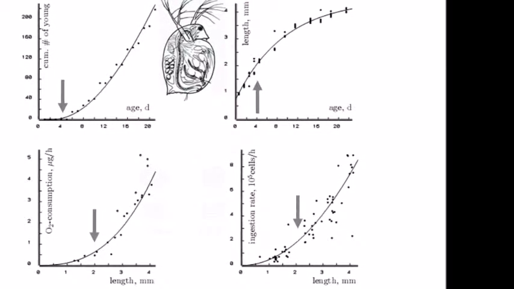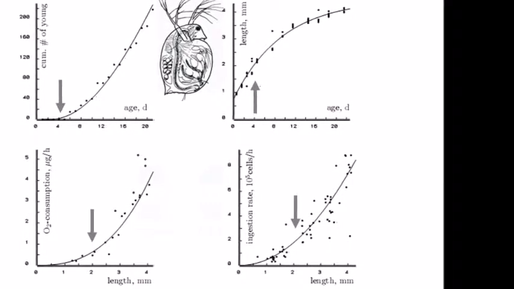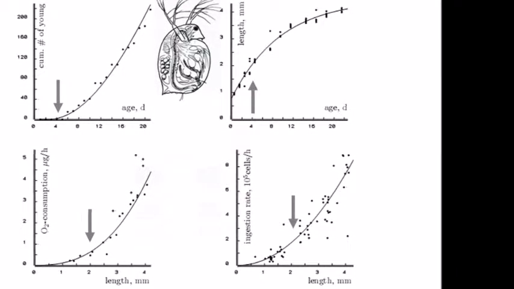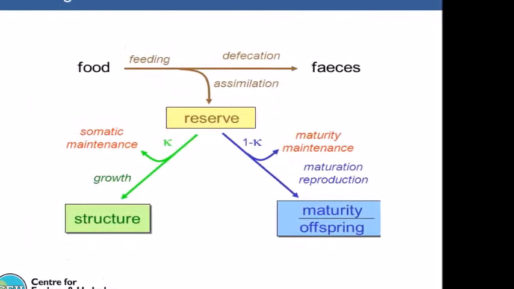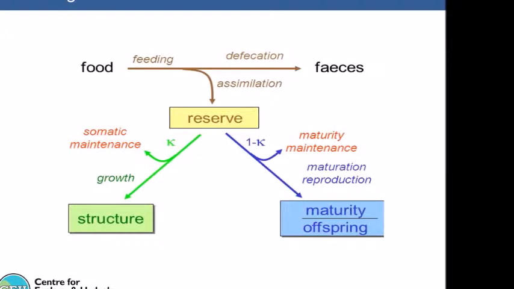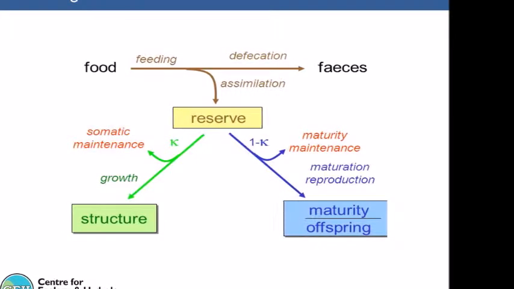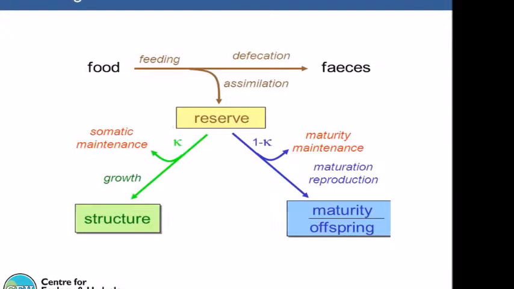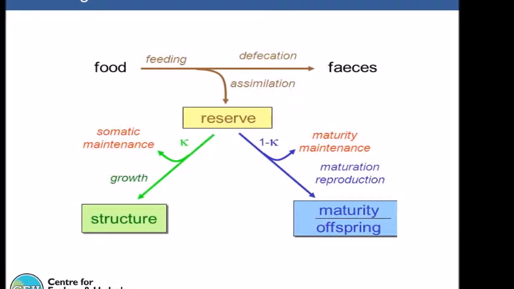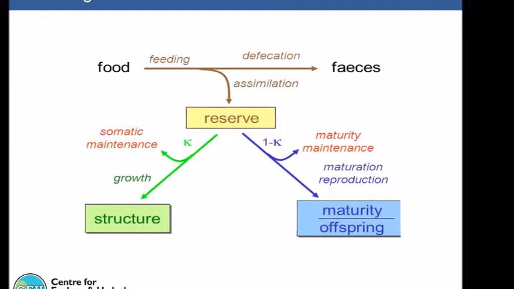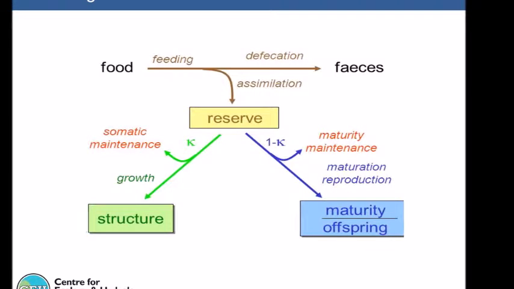And so try to put a mechanism behind this. And basically this is a DEB organism. So it takes up food from its environment, converts this food into reserves, and you can use the reserves to grow, to mature, and to produce offspring.